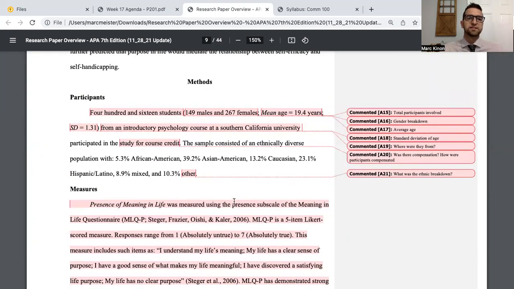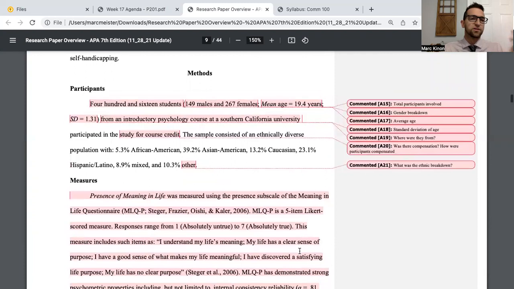Whereas the participants section comes first, sometimes the procedure section comes after the participant section, and then the measure section, or vice versa. So if you wanna put your participant section, then your measure section, then your procedure section, do that. If you wanna put your participant section, then your procedure section, then your measure section, you can do it that way as well.